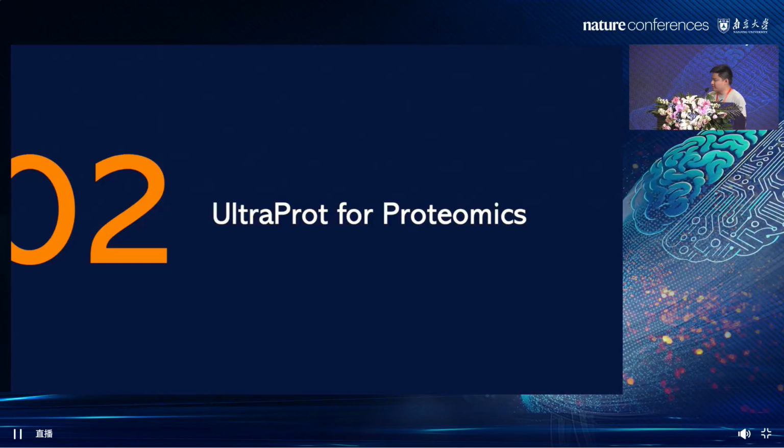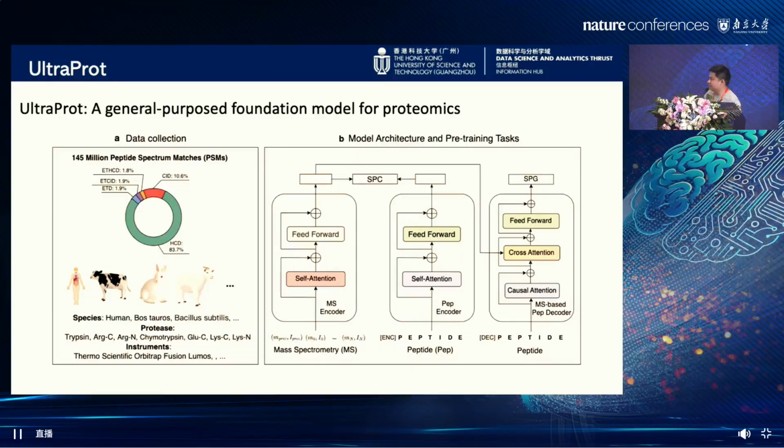To address these challenges, we developed a large-scale, general-purpose foundation model for mass spectrum-based proteomics. Firstly, we collected the world's largest proteomics MS data, which contains nearly 145 million peptide-spectrum matches. These data come from different species, different enzymes, and different instruments. This ensures our model can generalize to different cases in the real world.